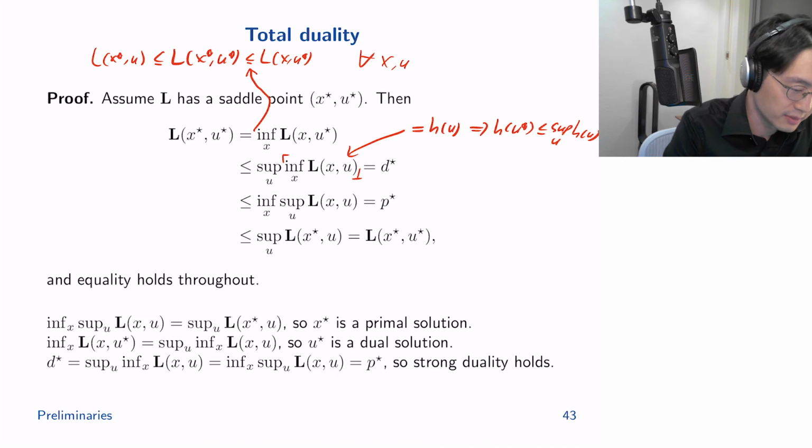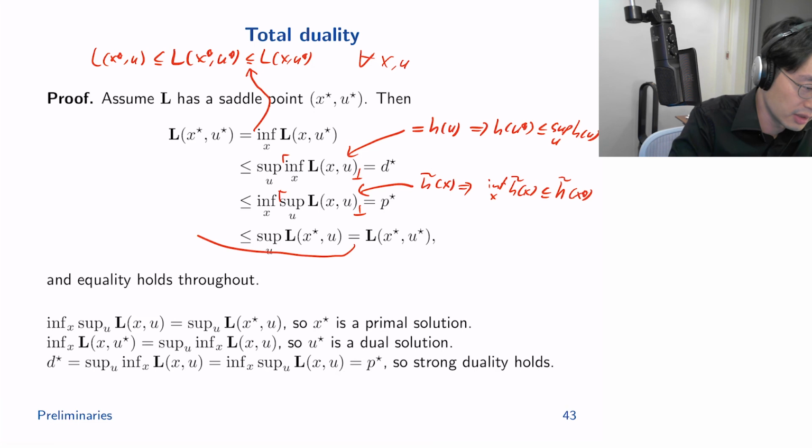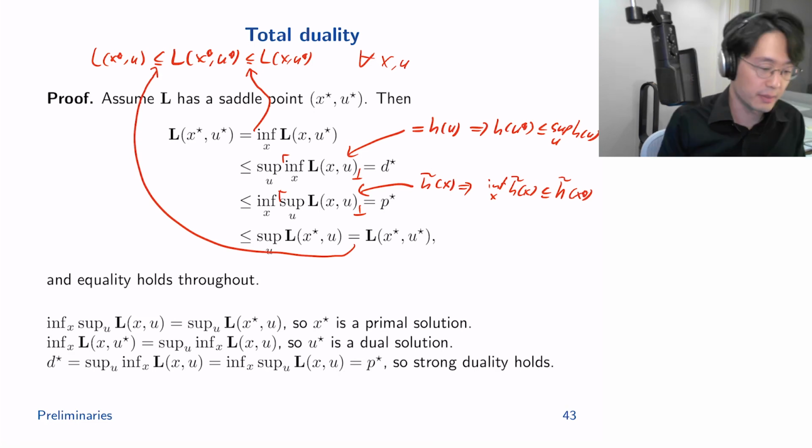Next, the inf sup is less than or equal to the sup over u with x star plugged in. Again, this follows from essentially the same reasoning as before. If we define this as h tilde of x, then inf over x of h tilde of x is less than or equal to h tilde of x star. That establishes this inequality. And then finally, plugging in x star and taking the sup over u, that's equal to L of x star, u star, because this equality corresponds to this step.